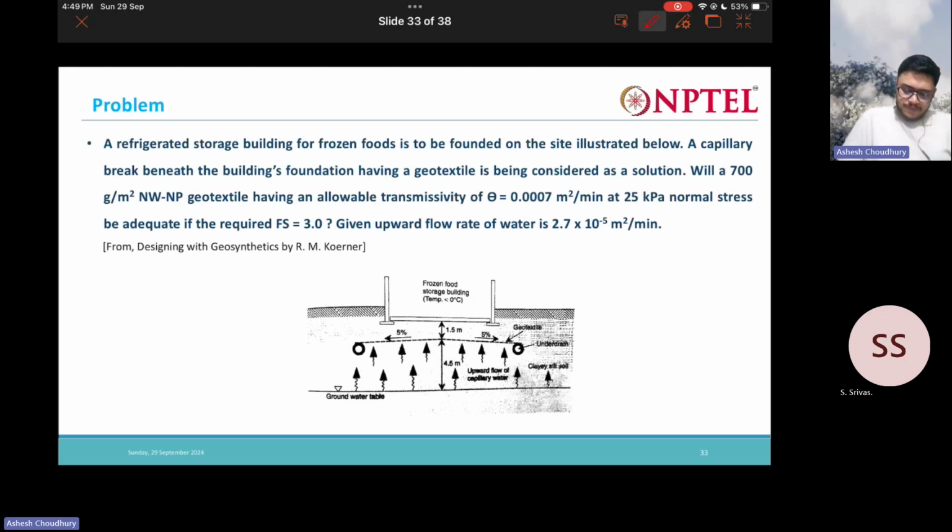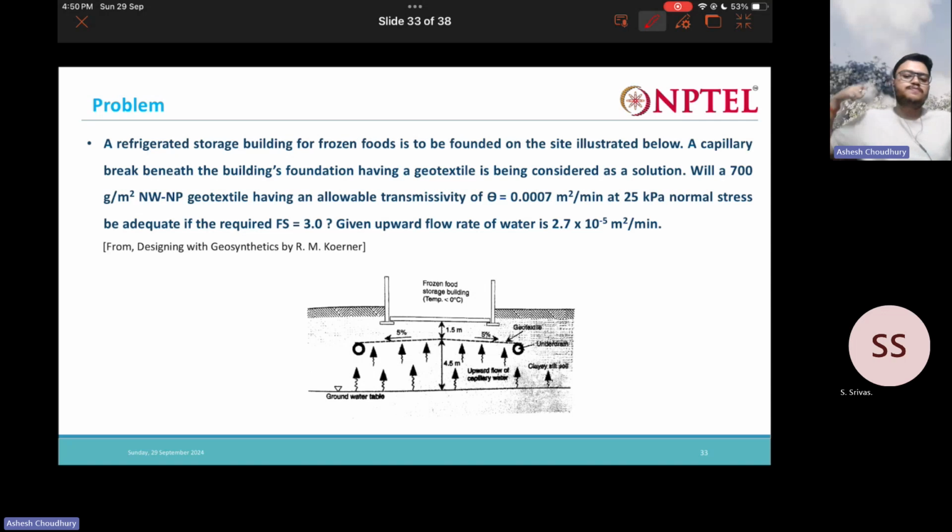Let us see this. A refrigerated storage building for frozen foods is to be founded on a site illustrated below. A capillary break beneath the building's foundation, using a geotextile, is being considered as a solution, with a 700 gram per meter squared non-woven pump geotextile having an allowable transmissivity of 0.0007 meter squared per minute at 25 kPa normal stress. We have to check if this geotextile is adequate for the given condition, given the minimum factor of safety that you need to have, that is 3. The given upward flow rate of water is 2.7 times 10 to the minus 6.